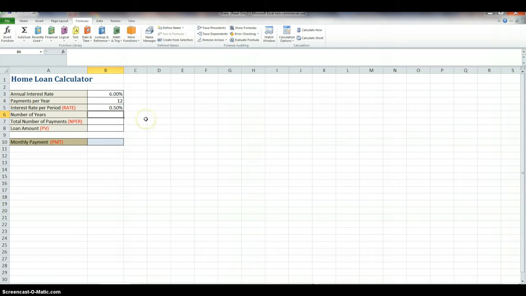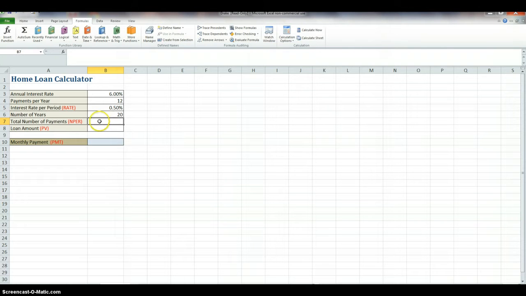Okay. Number of years. Most loans and mortgage loans, it used to be 15 and 30 years. Now they've got these 5, 10, 15, 20, 25-year loans. Okay. This family wants to have their number of years. They want to pay it off in 20 years. So that's a hard number.